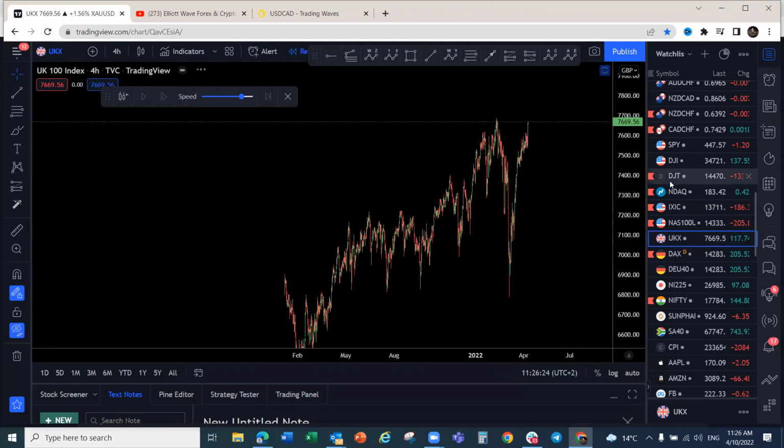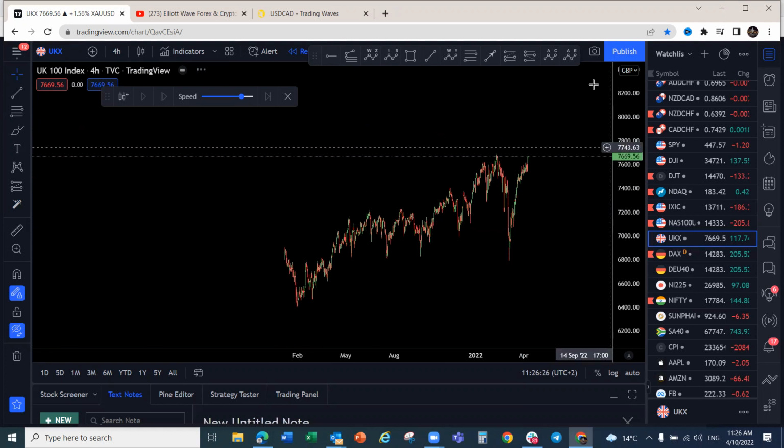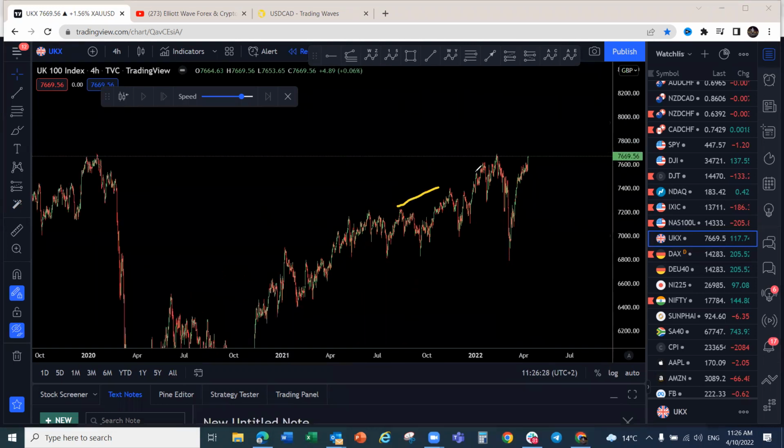And the UK 100. UK 100, since breaking out of that diagonal, has now resumed the move to the upside, and that move is still valid. It has broken out of the diagonal, came down in a 3-wave corrective structure. We are now here at the previous high. Any pullback, we expect UK 100 to continue pushing to the upside.